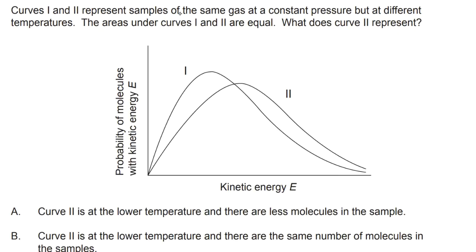Curves 1 and 2 represent samples of the same gas at a constant pressure but at different temperatures. The areas under curves 1 and 2 are equal. What does curve 2 represent? Curve 2 is a lower temperature. Nope, this is a higher temperature because we have a greater proportion of particles in a higher kinetic energy.